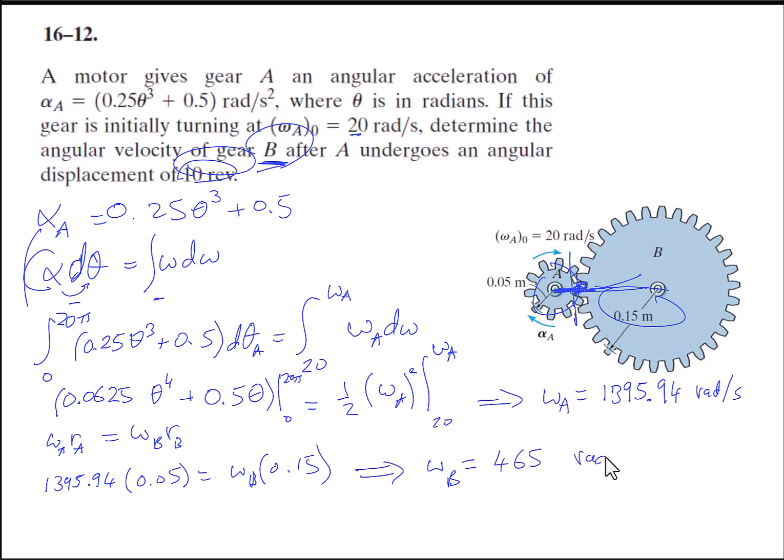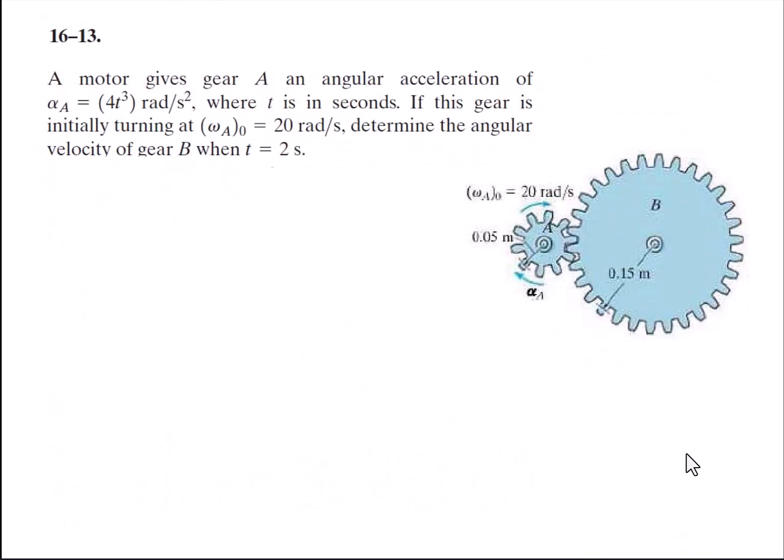465 radians per second. A related problem right after it in the book is this problem right after it. So this is given an angular acceleration as a function of t and not the displacement. So this alpha is a function of time, and t is in seconds. If the gear is initially turning with a given constant angular acceleration, we want to determine the angular velocity of this gear when time is 2.